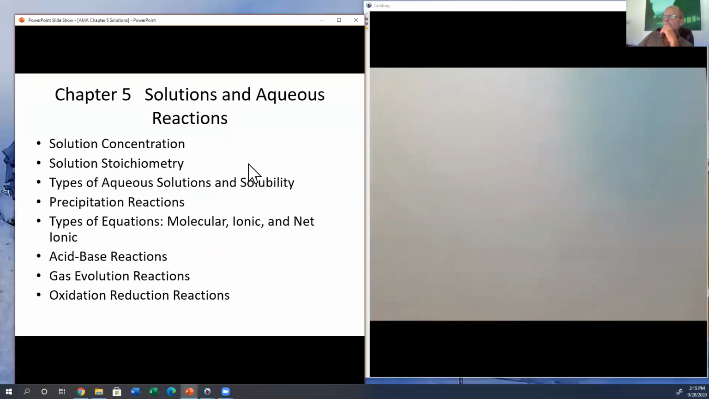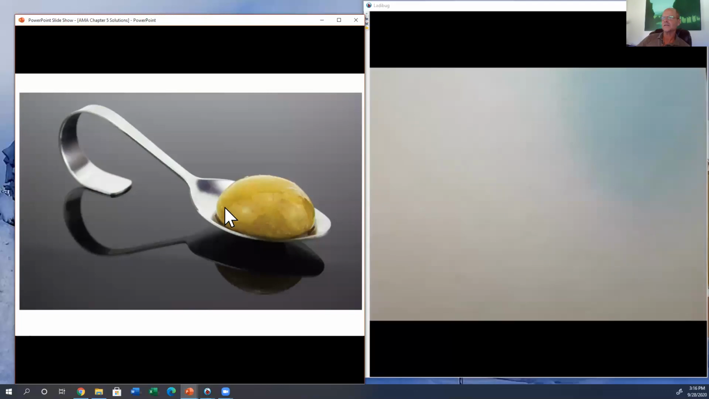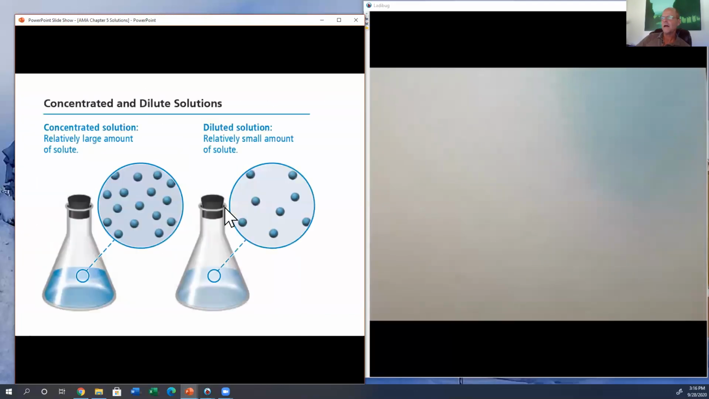So we've got to start with a few preliminary things, looking at the concentration of solutions and understanding how to specify that. And then we're going to look at solution stoichiometry, which takes the same principles we just learned but applies them to reactions in solution, all right? And then we'll look at different types of solutions, and then we'll look at these precipitation reactions, which are the reactions that produce these great things right here, all right?